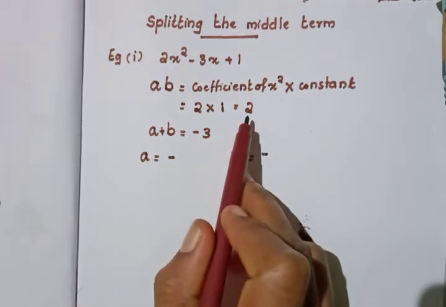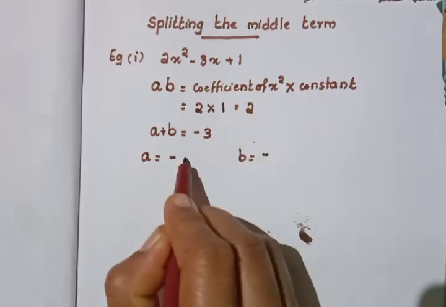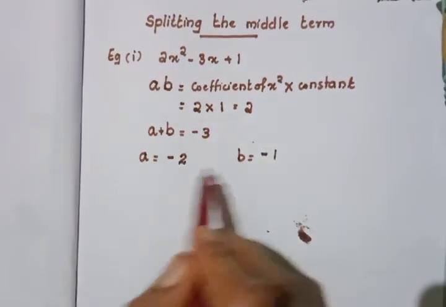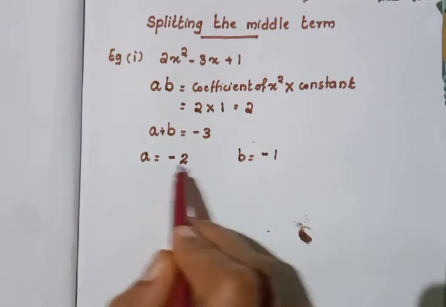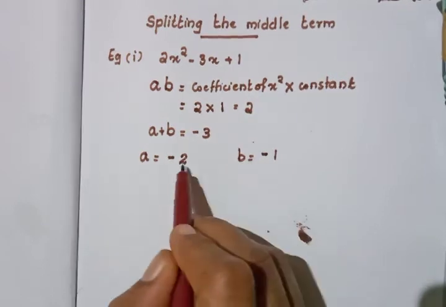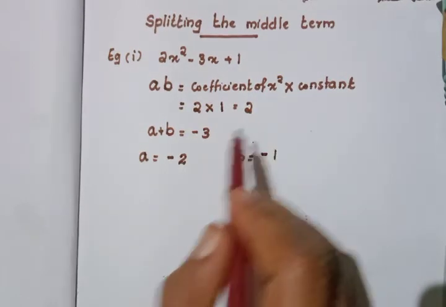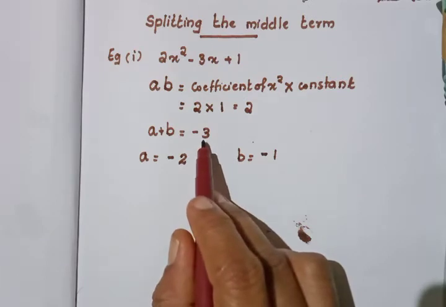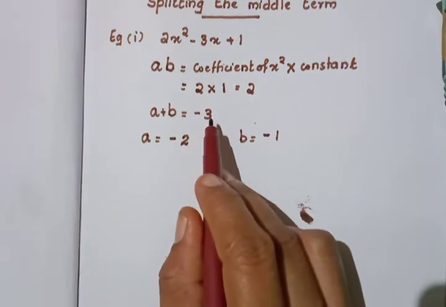On which two numbers' product do you get 2? That can be 2 and 1. So a and b we can take as negative 2 and negative 1. So what is a into b now? Negative 2 into negative 1 is positive 2. What is negative 2 plus negative 1? You are getting negative 3. Clear? Now listen.